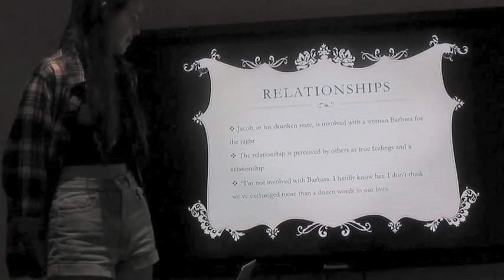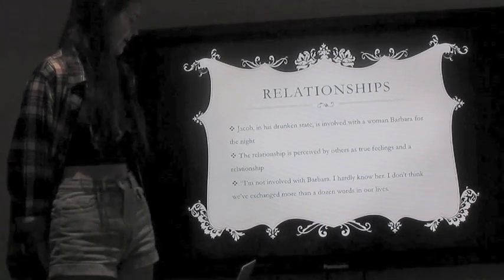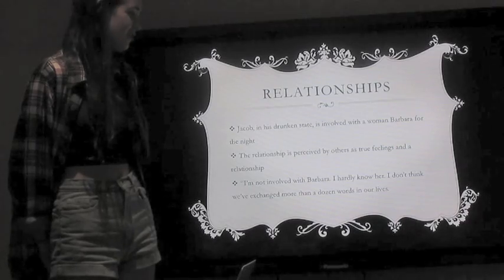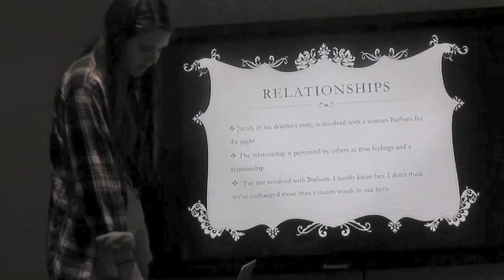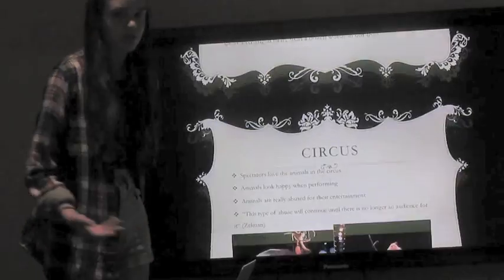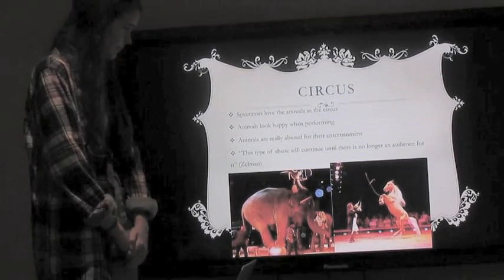So Jacob explains this to Marlena one day and says, "I'm not involved with Barbara. I hardly know her. I don't think we've exchanged more than a dozen words in our lives," showing that everyone really doesn't know the truth about that relationship.